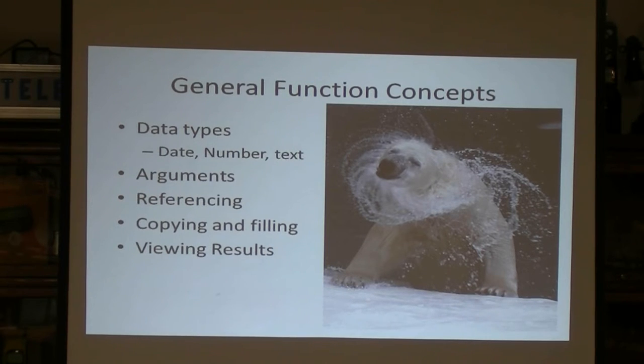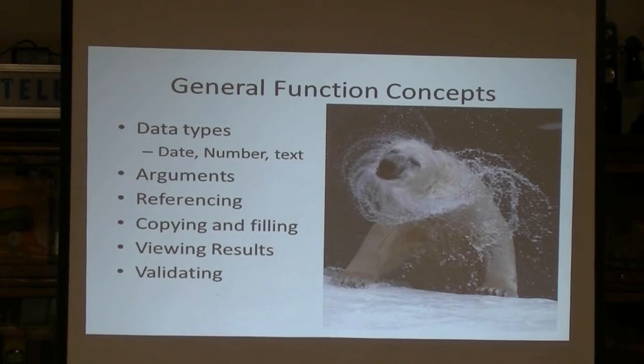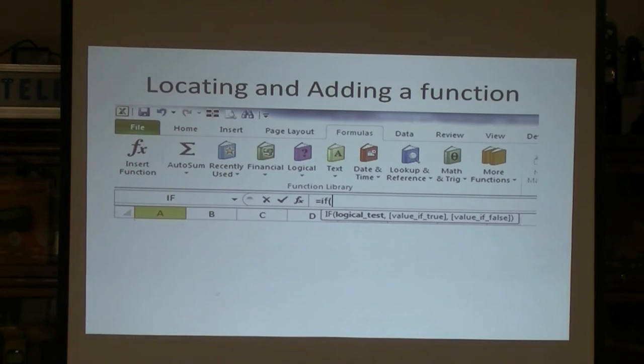And of course, the important part is viewing the results, making sure that you got what you expected, and then going through and validating. It doesn't do you any good if you just build the function or build the formula and just assume that it worked, because then when you do a little bit of an edit, you'll end up with a situation where your footers don't match up, that type of thing. So how do you add a function?